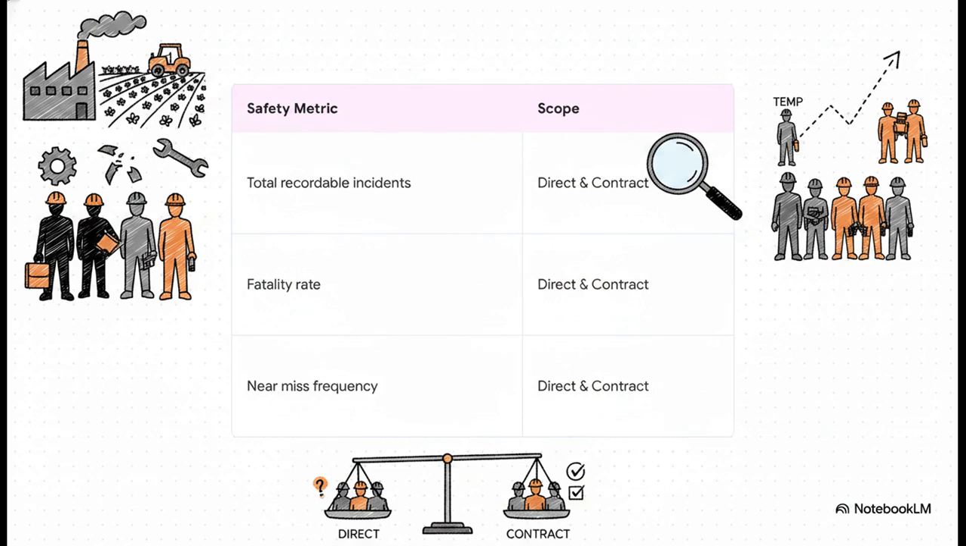But here's the most important part. They have to disclose these numbers for direct, full-time employees and for third-party contract workers. In an industry that heavily uses temp agencies and seasonal labor, forcing this kind of transparency stops companies from hiding their true safety record behind contracted workers.